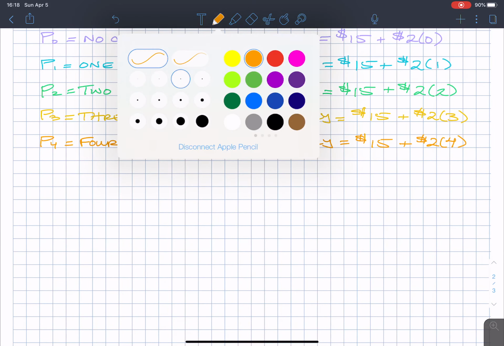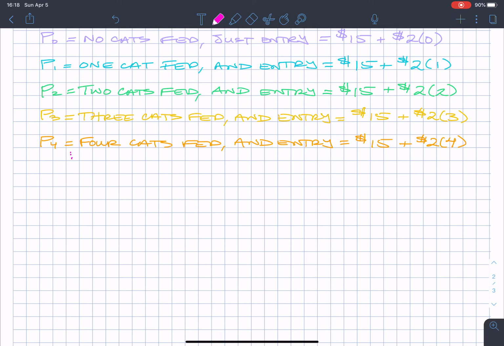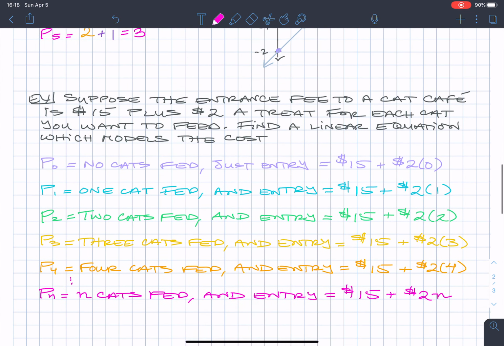Okay, so if I were to say what is the linear model for n, that is n cats fed and entry, where n is a counting number. So I have $15 to get in, but then I have $2 for each of the n cats. So that is the formula, the linear formula, that models this business.